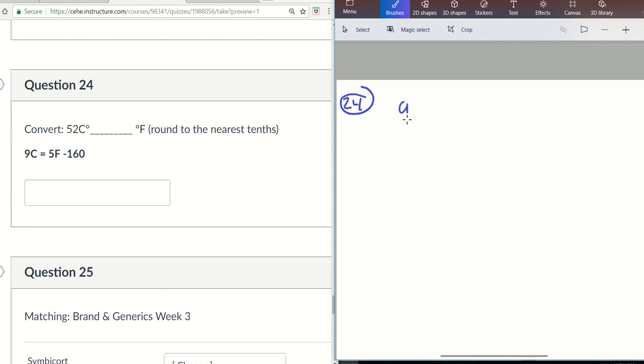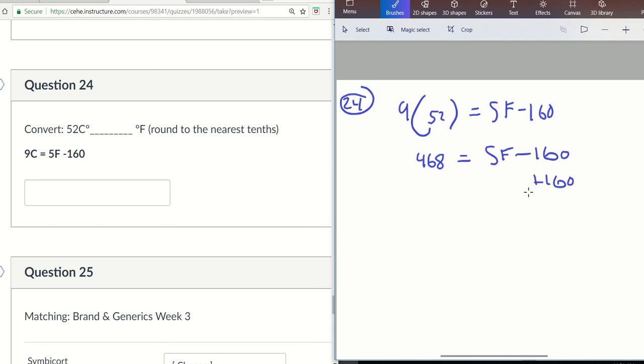24, we got 9 times 52 equals 5F minus 160. So we got 468 equals 5F minus 160. Let's add 160 to both sides. 5F equals 628. Divide both sides by 5.